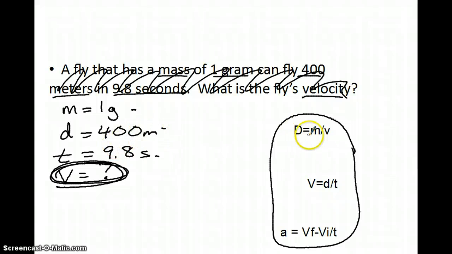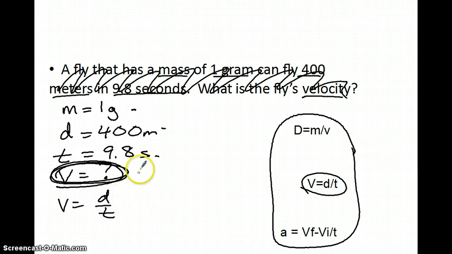So I have this information. I can look over here at my 3 equations and ask myself, do any of these equations relate to the information that I got out of the problem? And obviously I'm looking for v. This equation shows me v equals d divided by t. So I copy down the equation, d over t. I look up above, do I have a d and do I have a t? You bet. So I'm just going to now plug in the right numbers into the equation.